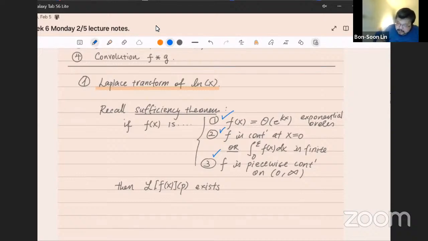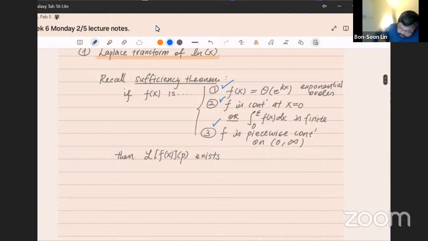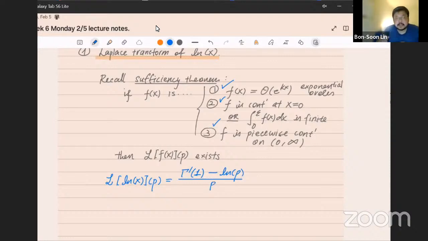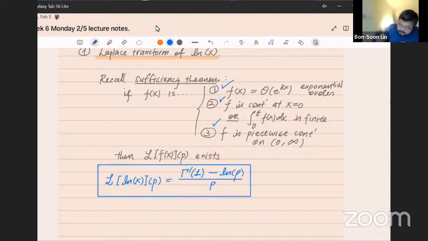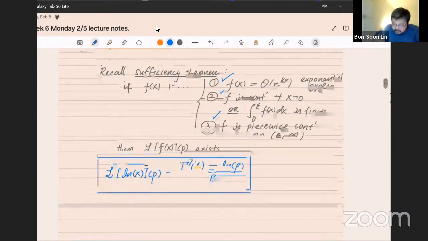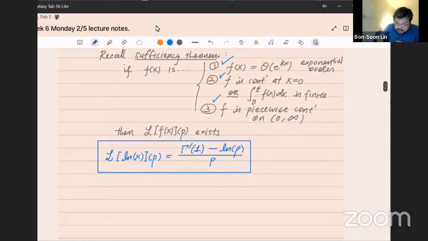So what is this Laplace transform? Well, let me just tell you right now. The Laplace transform of natural log of x as a function of p is given by the derivative of the gamma function at 1, which is kind of weird, minus the natural log of p, all divided by p. Okay, so this is the Laplace transform of natural log of x. We're going to see why this is true.